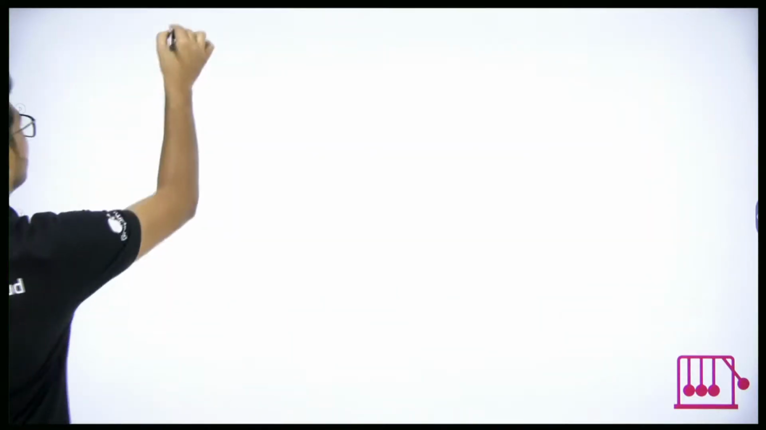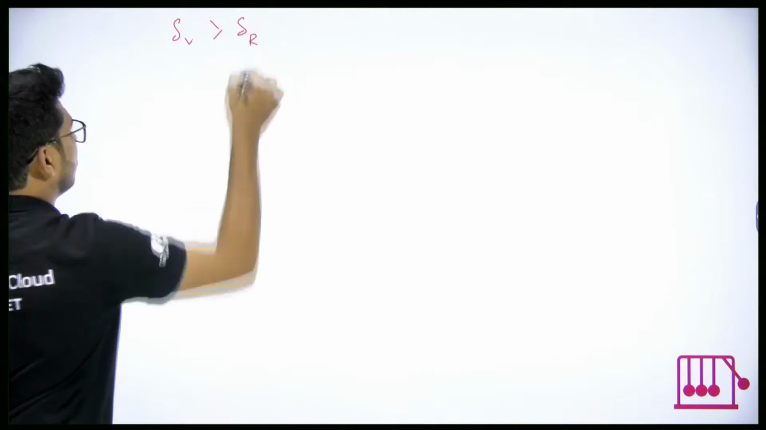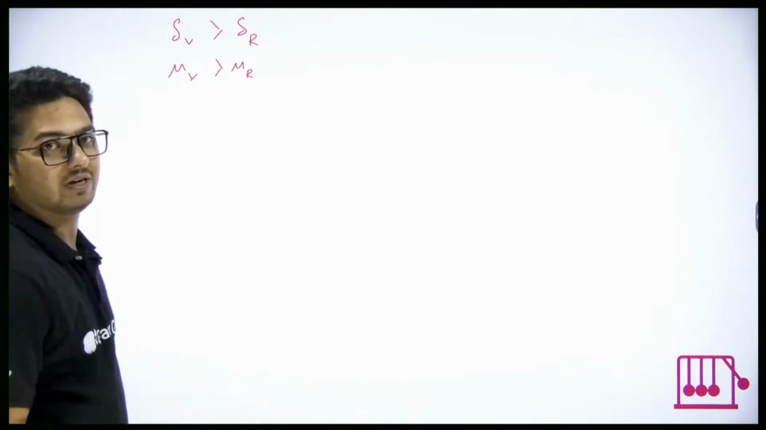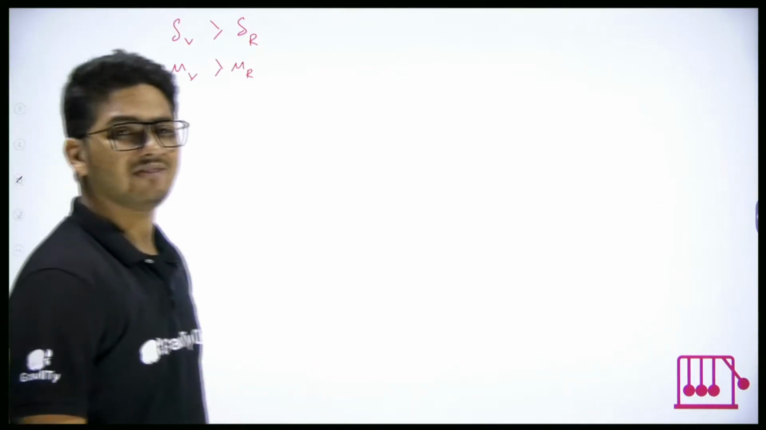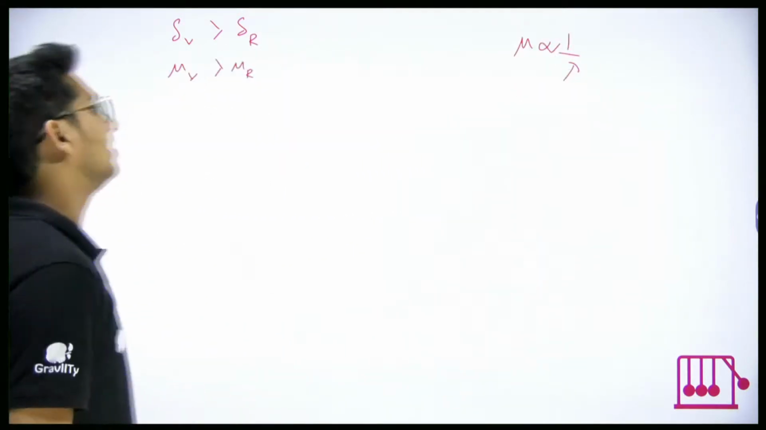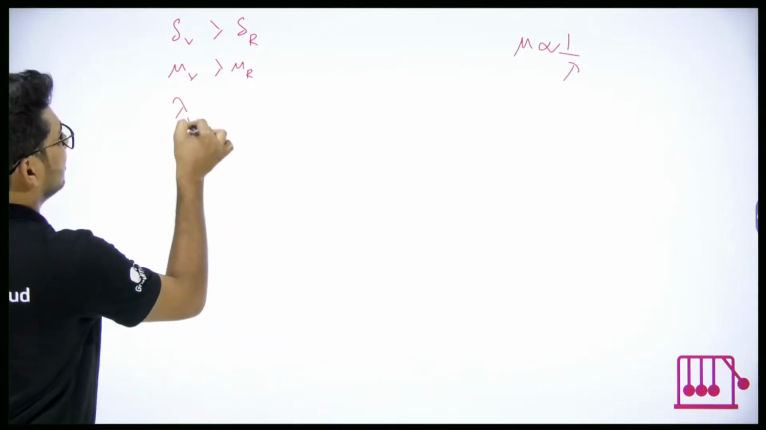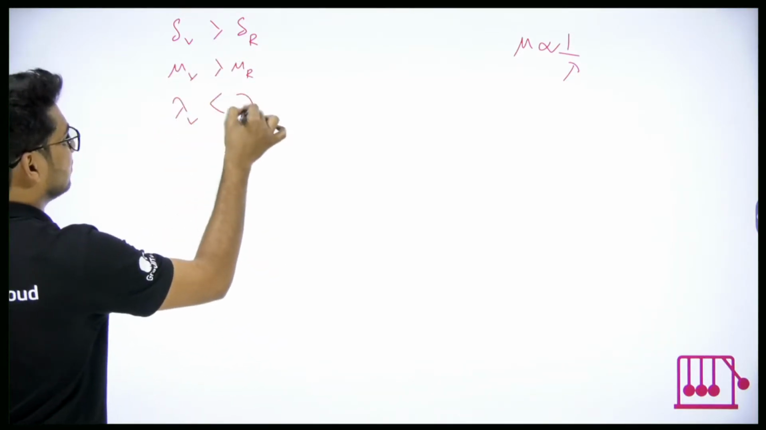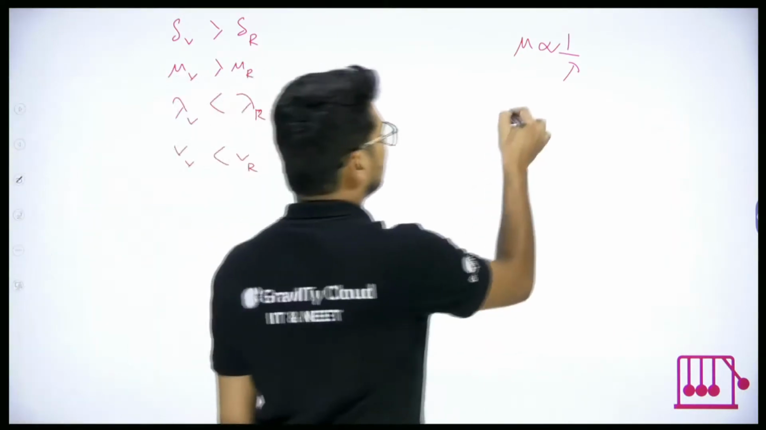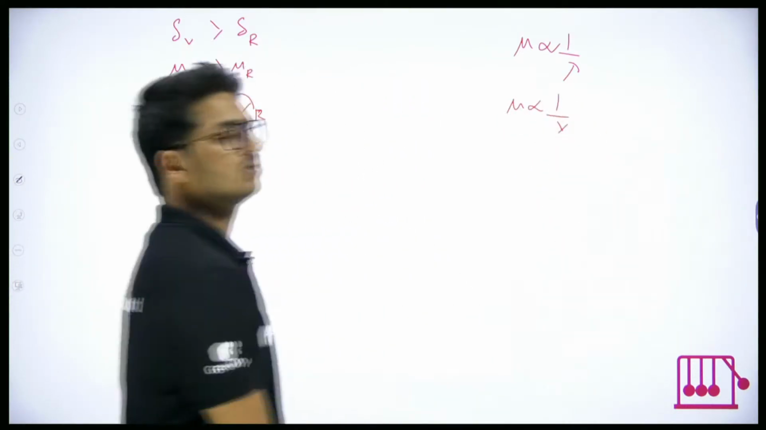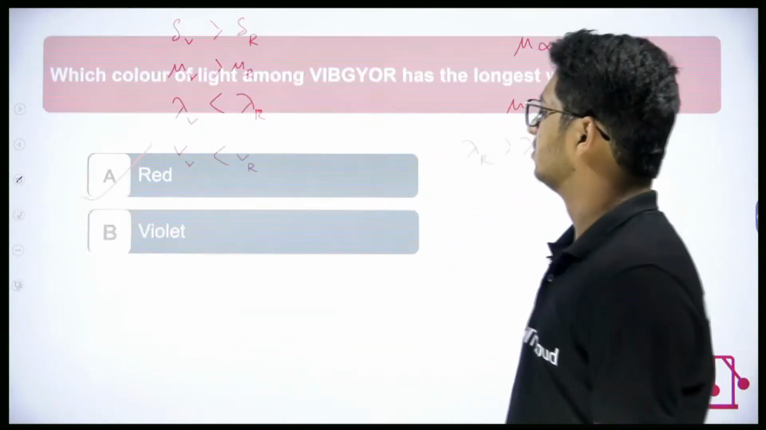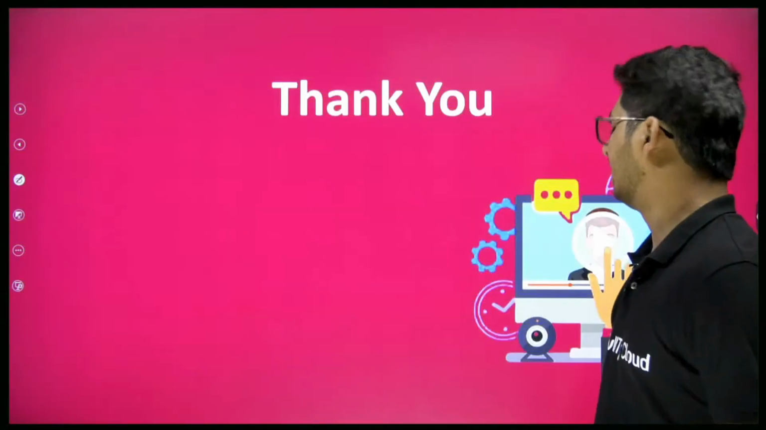And again, if you want to know how, we can start from here. Deviation of violet is greater than deviation of red. That means refractive index of violet is greater than refractive index of red. But refractive index and wavelength are inversely related. Understand this. So greater the refractive index, lesser the wavelength. So this will become ulta. Violet light will have least wavelength, red light will have greater wavelength. Even in terms of speed, it is the same. So mu is inversely proportional to lambda, and mu is inversely proportional to speed. Got it? Good. And hence the answer is red color.